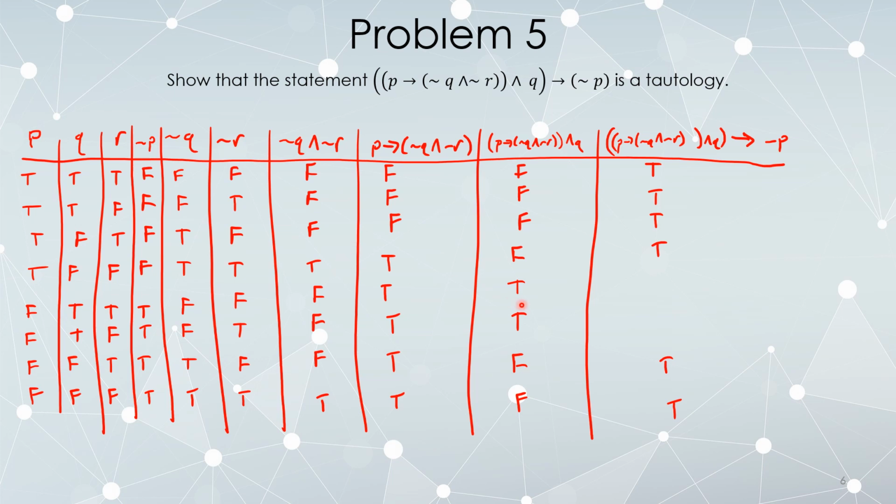Now here the hypothesis is true, so let's go ahead and check the conclusion. In these two rows, not P is true. So the hypothesis is true, but the conclusion is also true. Therefore, this conditional statement is true, and lo and behold, in every row, a true statement, therefore a tautology.